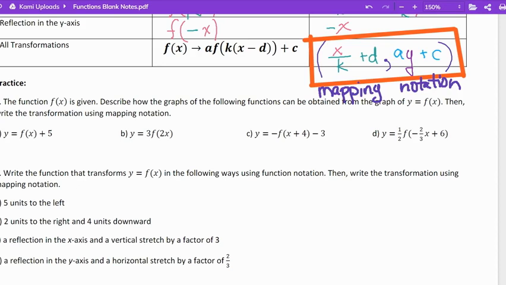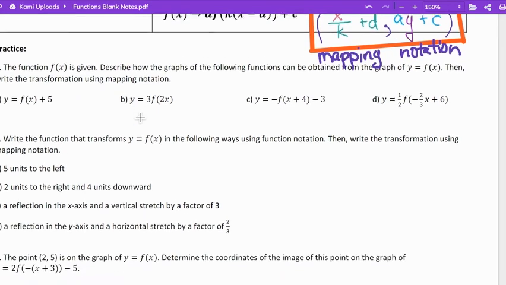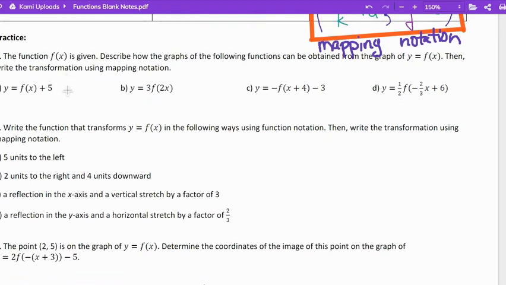All right, so let's practice. The function f of x is given, but where is it? We don't know. Doesn't matter. We don't know what it looks like, and that's okay. Describe how the graphs of the following functions can be obtained from the graph of y equals f of x. Then write the transformation using mapping notation. So in question A, what is happening? What do we call this 5? Don't tell me, tell the person next to you.